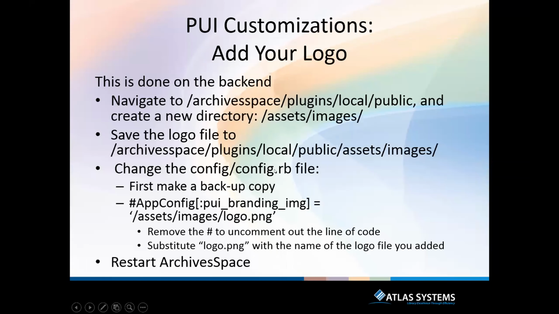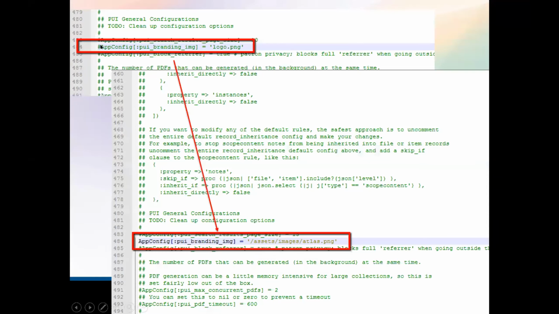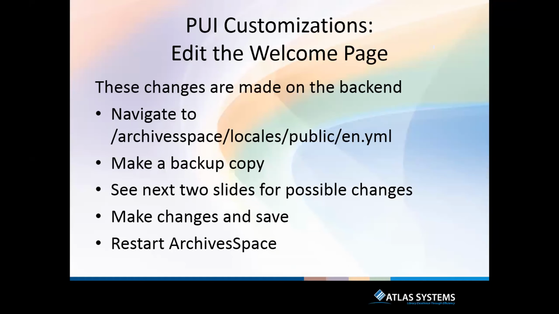I then went to my config file, made a backup copy of it first. And what I changed, originally the branding image is pointing to this file that comes with the system. I changed that by first removing that hashtag, because again, to alert ArchivesSpace, hey, I want you to use this instead, and then adding in where I saved that new file. And that's what works. Saving it to assets, images works. I save that file, I restart ArchivesSpace, my logo will appear on the main page. If you want to put your logo in a different place, like some people like to have it on the left instead, you'll need a plugin for that.